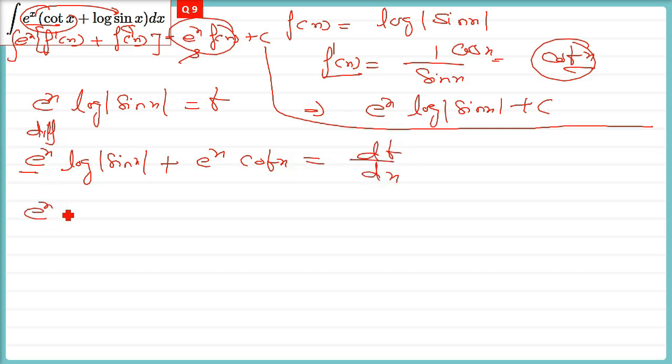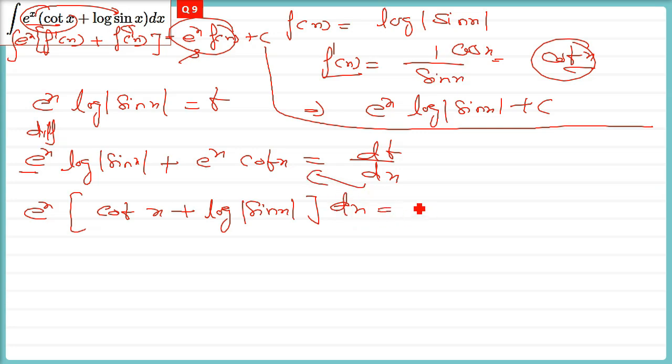Now e raise x you can take common, so it will be cot x. I'm just rearranging to match the question. So e raise x into cot x plus log modulus of sin x equals to dt by dx, and dx we have already brought to the left. Now the next step will be the integration of both the sides. When you integrate this, you see that this is the original question we were talking about. So this you can just write as I equals to integration of dt, which is t plus constant of integration.